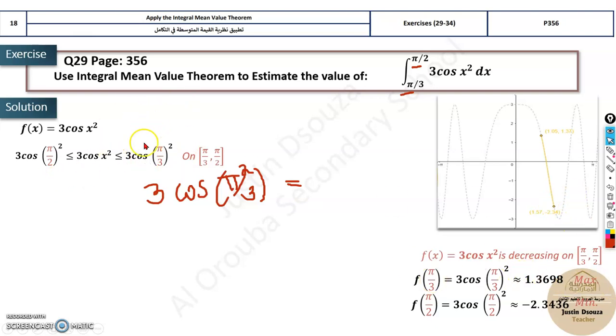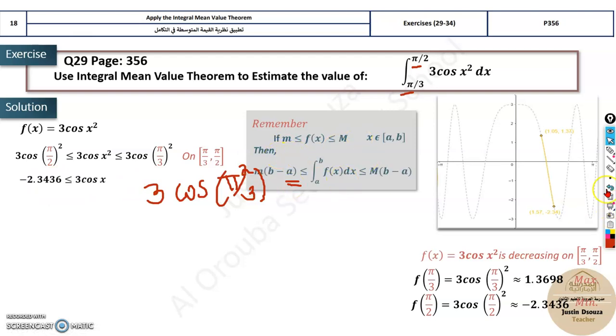What is the intermediate value? Write this as it is. We need to find the intermediate, so whatever this integral will be is in between these. All we need to know is this particular formula. Over here, this is the m value. What is m? We just solved it, right? Minus 3.4.